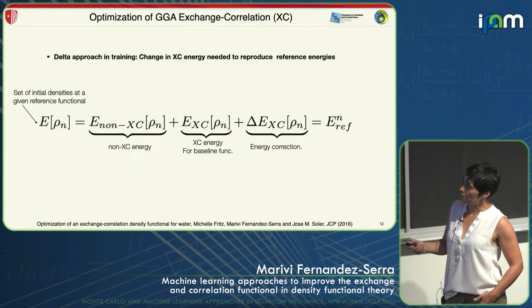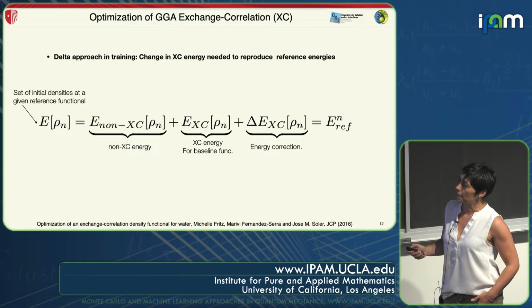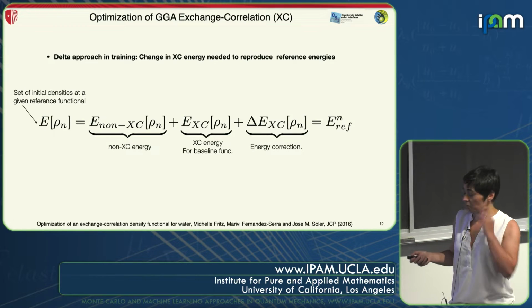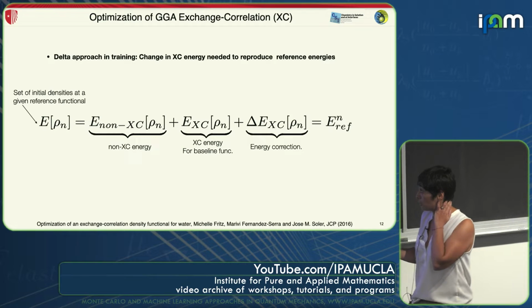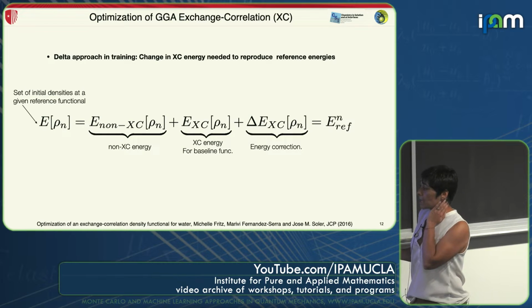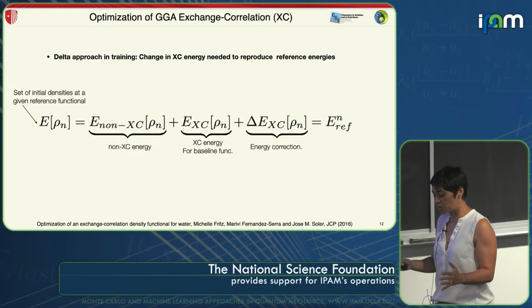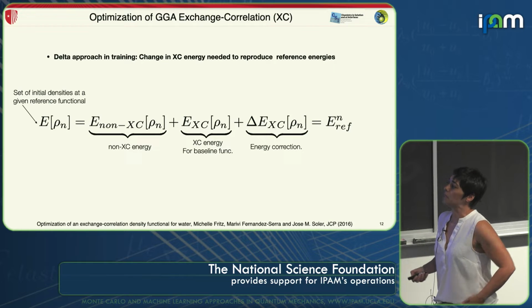And so what we are going to do is a delta approach in the training. We're going to look at what is the change in exchange and correlation energy that we need to reproduce some set of given reference energies. And our set of reference energies in here are going to be exactly the same that were used by MB-Pol. So in a way, we are saying, if this force field was so good, we are going to repeat what they did, but within the DFT framework.